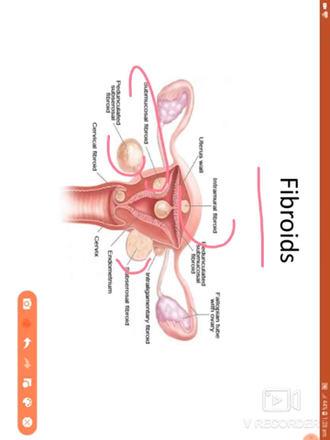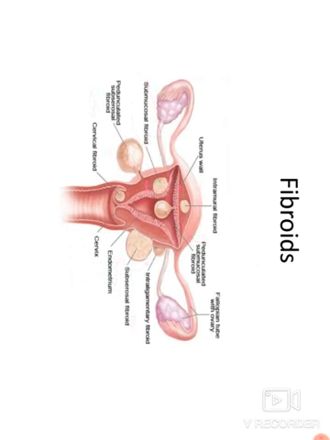Here you can see a peduncle is there, pedunculated. So this is the subserous fibroids, submucosal fibroids, intramural fibroids. These are the abnormal growths you can see inside and outside this uterus. This can be seen in the fertile period of females.